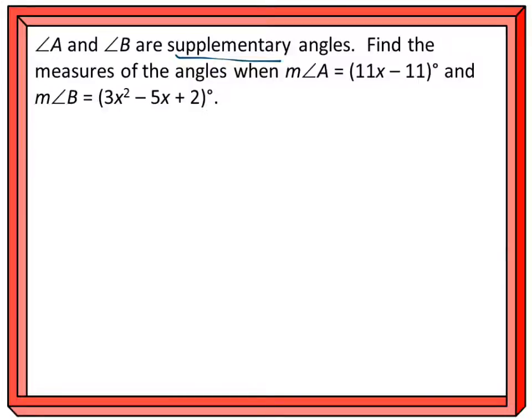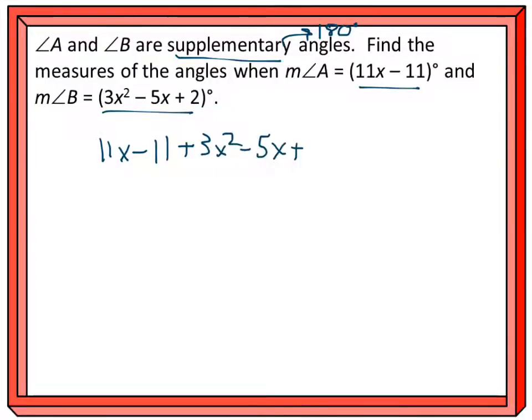Okay, so we have to start by writing ourselves an equation based on that word supplementary, which of course means that they're going to add up to 180 degrees. So the first part of this is just total these two things up: 11x minus 11 plus 3x squared minus 5x plus 2. All that should be equal to 180. Alright, so that's the first step, and that's kind of most of the geometry. We'll have to return to the geometry part of this at the end.